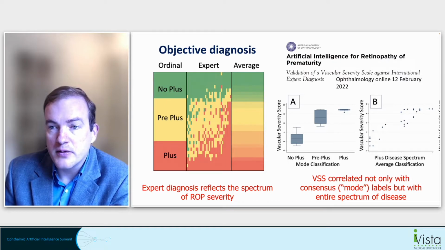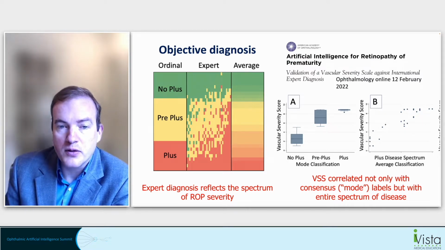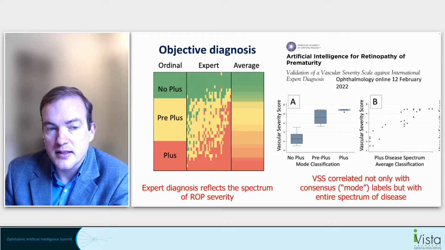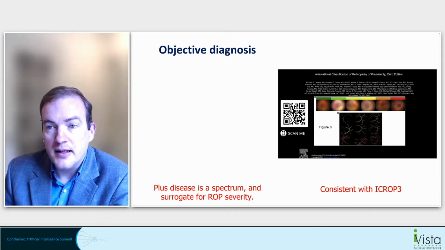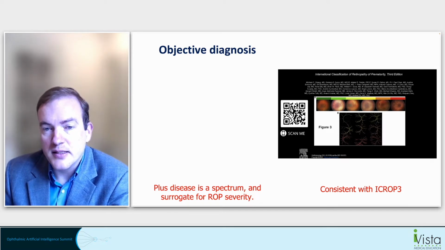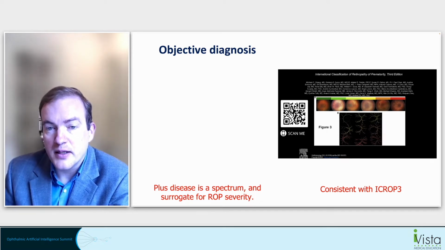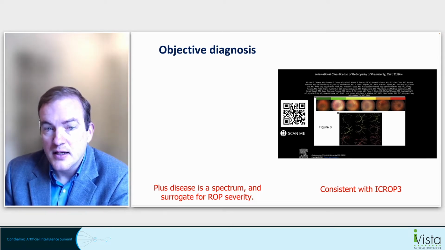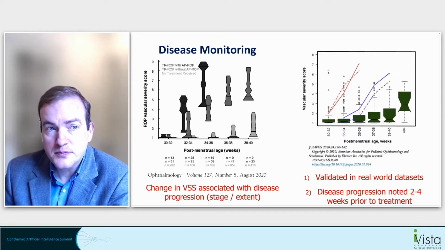On the right, we show that using AI, we can quantify that spectrum and have it be associated both with the ordinal scores, ordinal classes of no plus, pre-plus, and plus, as well as the continuous spectrum. And this concept is now incorporated into the International Classification of ROP, which is kind of cool. And this figure from the ICROP paper on the bottom actually uses segmentations from our algorithm to demonstrate qualitatively how this can change.